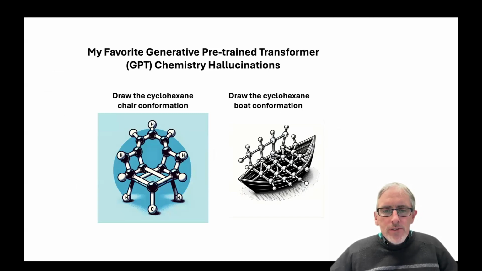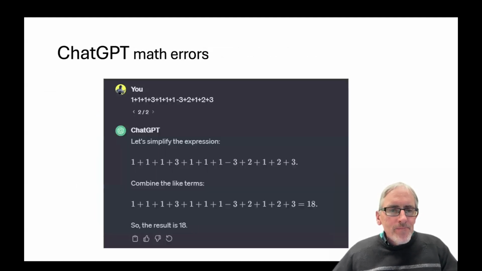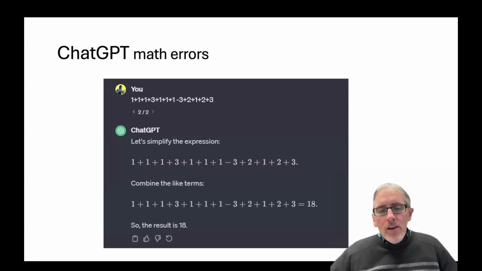So one of the favorite hallucinations that some students in my lab found are these chair and boat conformations of cyclohexane. So these would not do well in an organic class. And if you aren't aware of it, you should be aware that in addition to these visual hallucinations, there's also a fundamental poor ability of large language models to handle basic math, even addition. So a long enough, complicated enough math equation, or simple but long, will often result in an incorrect answer.